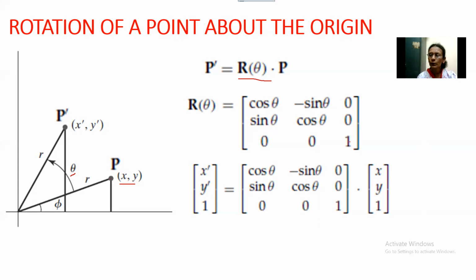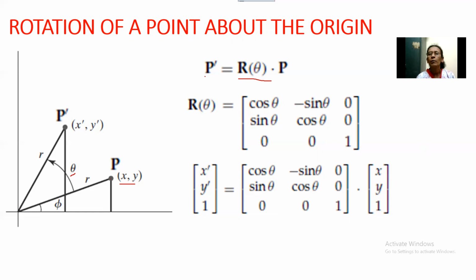So in 2D, in homogeneous coordinates, we use a 3 by 3 matrix for the transformations. This corresponds to the x coordinate, this corresponds to the y coordinate, and this corresponds to the homogeneous coordinate w. So my rotation matrix is given by cos theta, minus sin theta, 0; sin theta, cos theta, 0; 0, 0, 1.